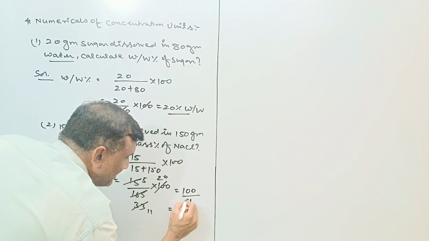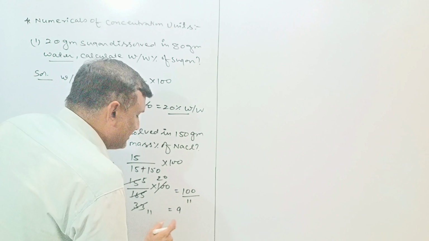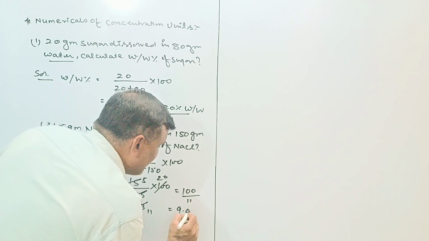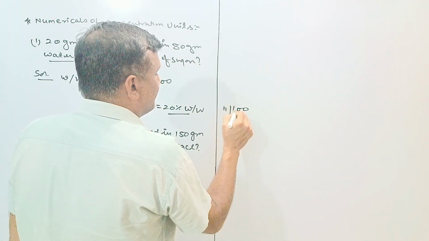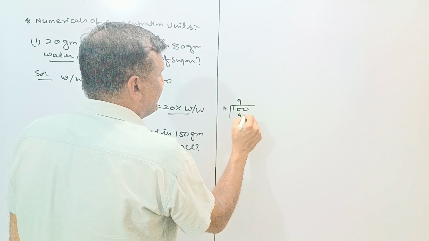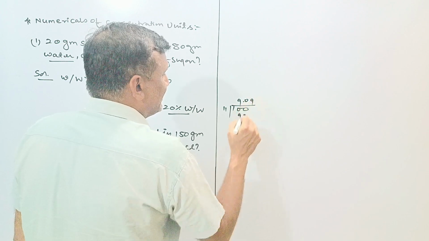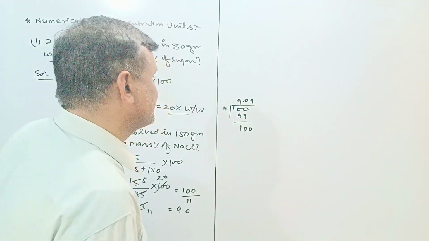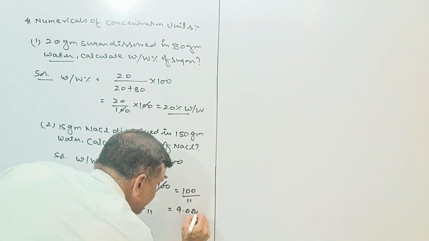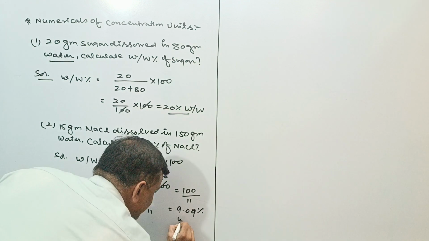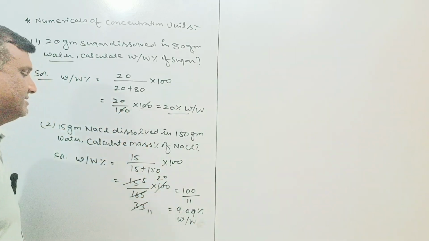So on dividing 100 by 11, it will be 9 times, 11 nines are 99, remaining 1, decimal, carry 0 0, so it will be again 9. So percentage will be 9.09 percent. So we will take here 9.09% by mass, w by W. This was about the second question, 9.09.